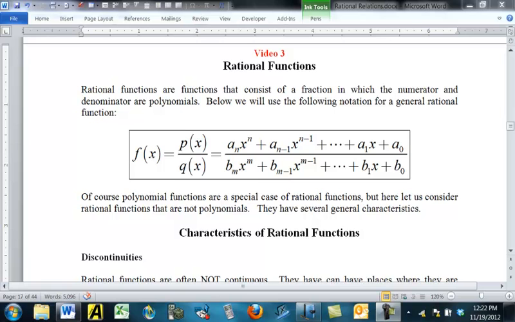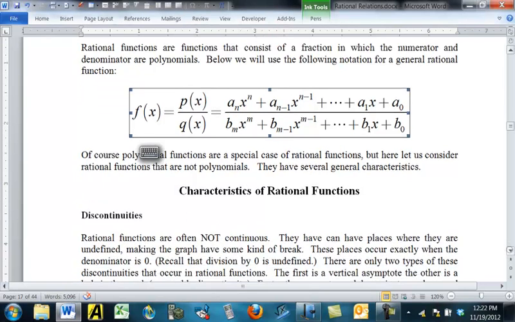Now, it turns out if we understand some characteristics of polynomial functions and a few things that we've already seen for power functions with negative powers, we can really pretty much get to what we need to do here on rational functions fairly quickly. So let's talk about some general characteristics that they have.